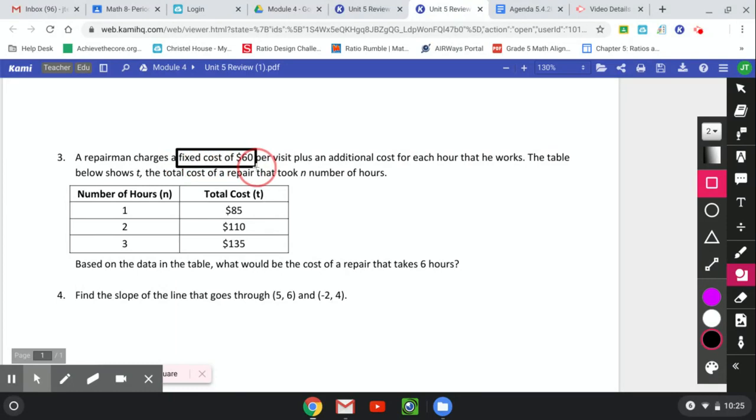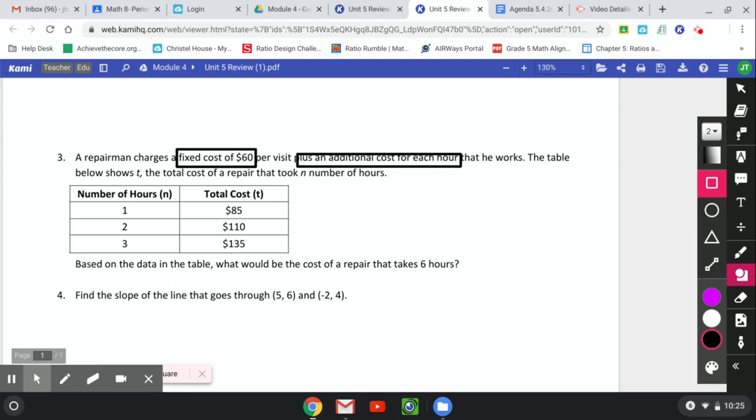And so we know that if anything is fixed, we are looking at a fee plus an additional cost for each hour that he works. So we know that he's adding an additional cost for each hour. The table below shows the total number of hours represented by the letter N and the cost it took to fix that. Based on the data in the table, what would be the cost of a repair that takes 6 hours?